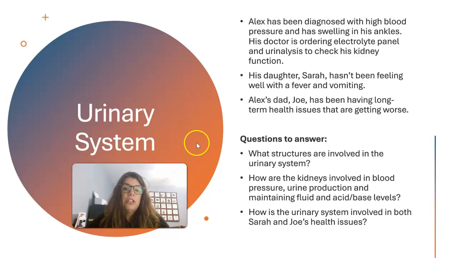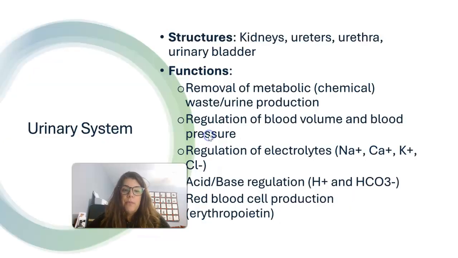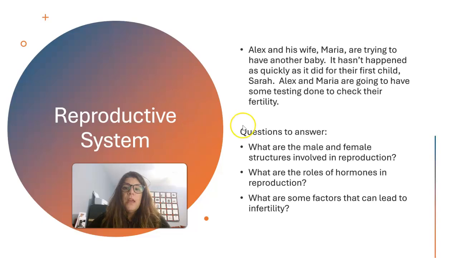and Joe's health issues. In terms of reproduction, I want you to think about Alex and Maria are trying to have a baby, and it hasn't happened as quickly as it did when they had Sarah, so they're having some testing done. So things to think about are what are the male and female structures involved in reproduction, what are the roles of hormones in reproduction, and what are some factors that can lead to infertility in both the male and the female. Let me know if you have any questions.